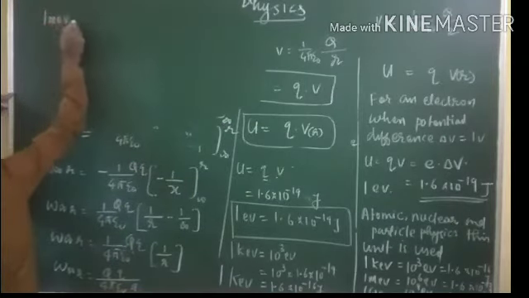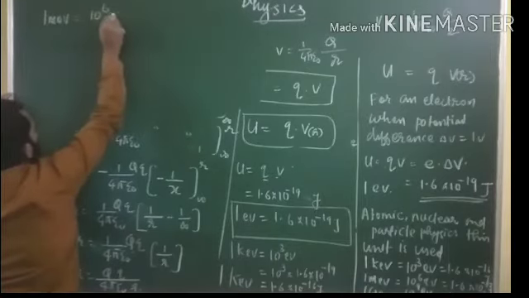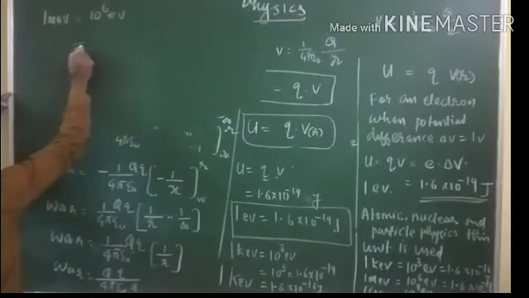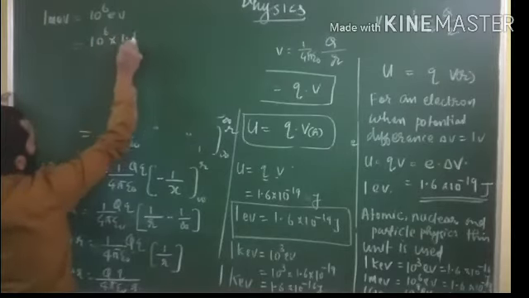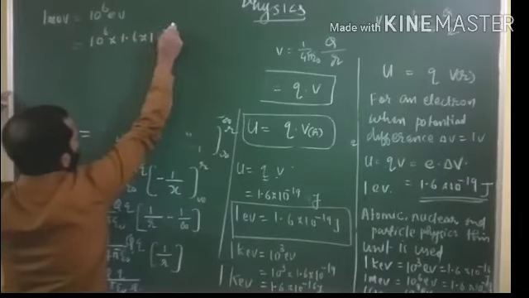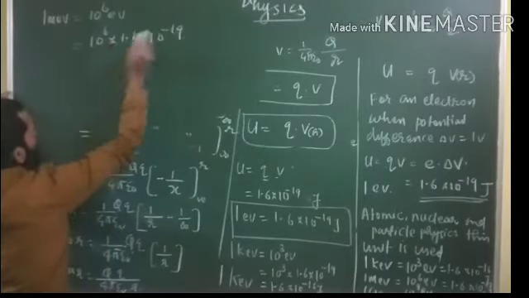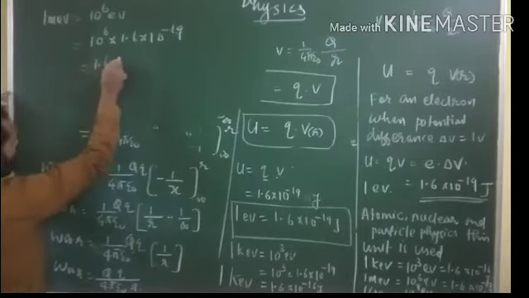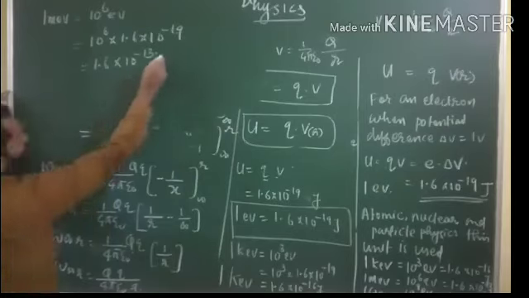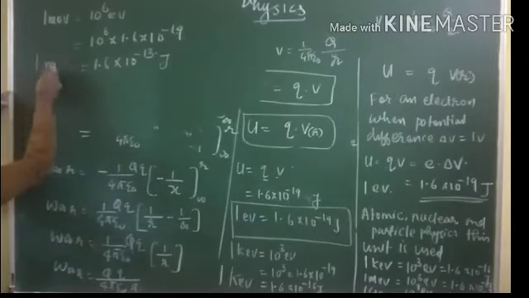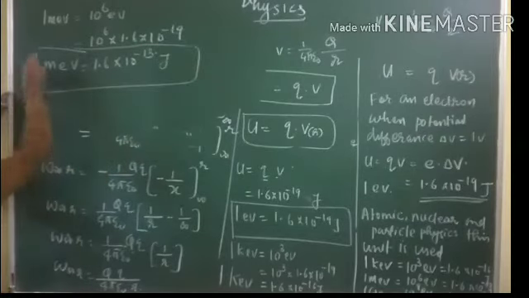1 MeV, 1 mega electron volt, will be equal to 10 to the power 6 electron volt, which is equal to 10 to the power 6 into 1 electron volt, which is 1.6 into 10 to the power minus 19. So when we are doing this, this will come to 1.6 into 10 to the power minus 13 joule. So 1 MeV, 1 mega electron volt, will be equal to 1.6 into 10 to the power minus 13 joule.